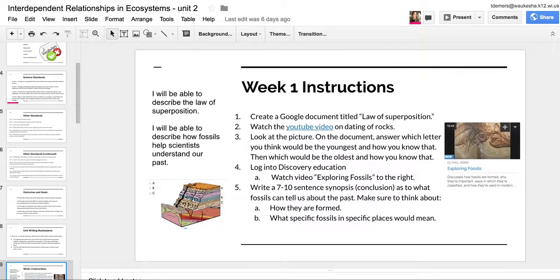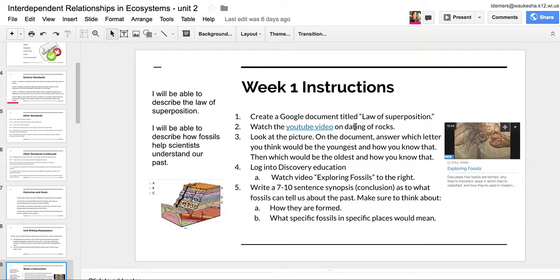Your instructions for week 1, you're going to be looking at the law of superposition. The law of superposition basically describes that the layers of the Earth that are furthest down are going to be the oldest. So if we were to think of the Grand Canyon and how you can see those striated layers, and striated is a very key word, so those different lines of layers of different colors, and you can sort of see a depiction here. The ones at the very bottom are going to be the oldest, and the ones at the top are going to be the very newest.